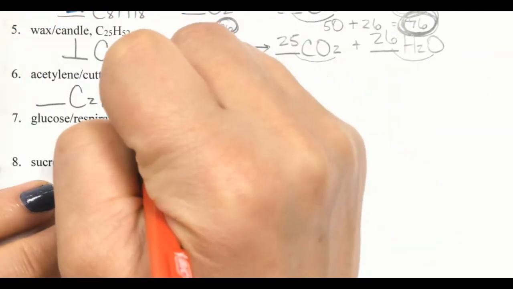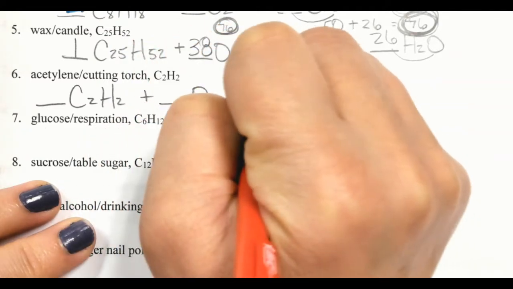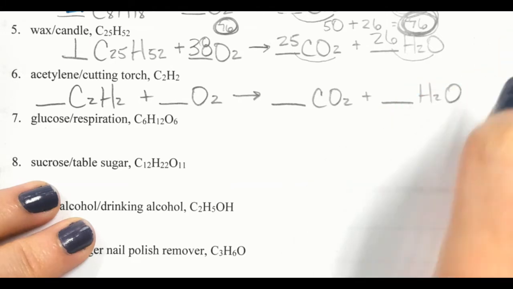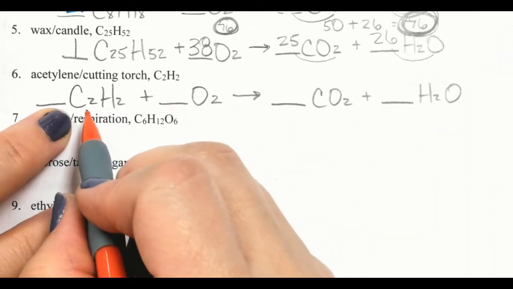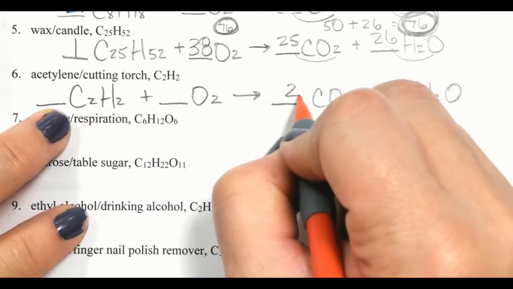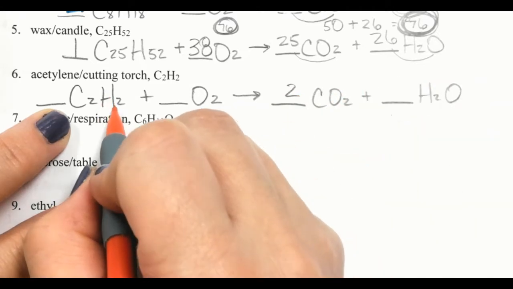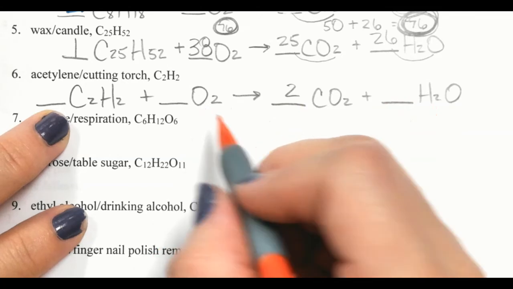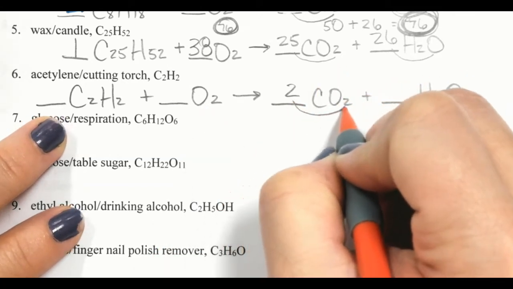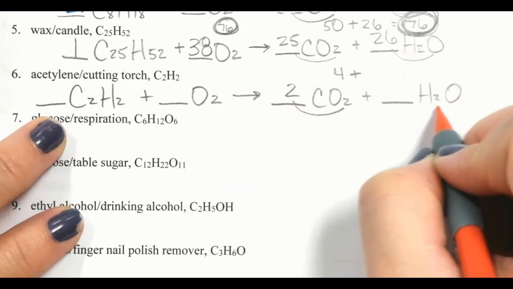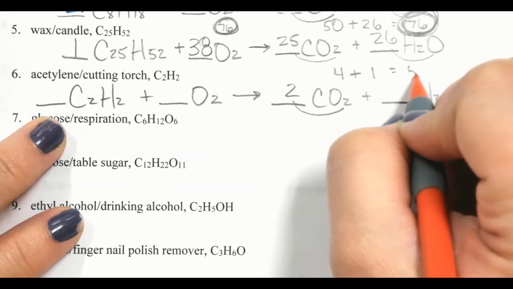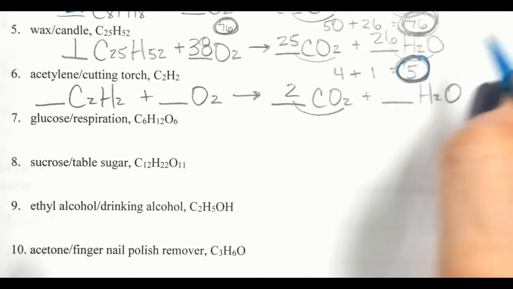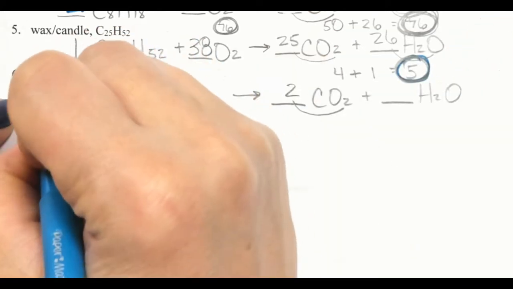C2H2 plus O2 yields CO2 and H2O. On the left we have 2 carbons, so on the right, to fix it, I need to put a 2 here. Here we have 2 hydrogens, there we already have 2 hydrogens. On the left we have 2 oxygens, and on the right we have a total of 2 times 2 is 4, plus that 1 is equal to 5. That is an odd number of oxygens, and so we need to put a 2 here.